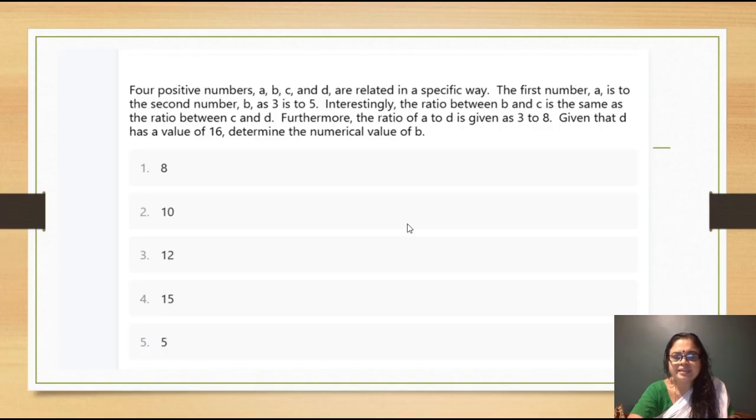Next one. 4 positive numbers A, B, C, D are related in a specific way. The ratio of the first number A to the second number B is 3:5, and interestingly the ratio between B and C is the same as the ratio between C and D. Further, the ratio of A to D is given as 3:8. Given that D has a value of 16, determine the value of B. So you are given almost 5 options. Let us see how we can do this.